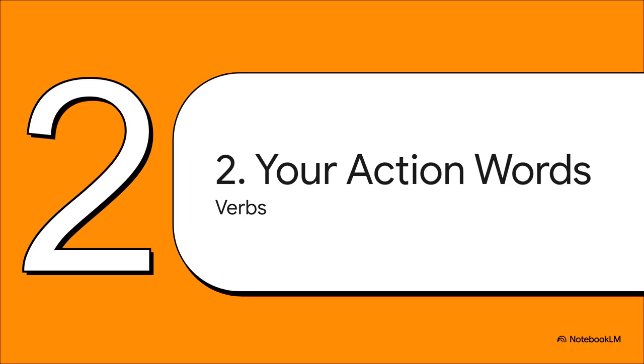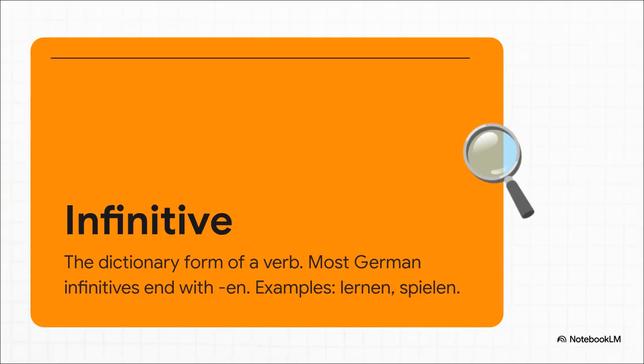We've got our building blocks, now we need our tools. And in grammar, our tools are the verbs. These are the action words that tell us what is actually happening. So, in our toolkit, verbs start out in their basic dictionary form. We call that the infinitive. That's just the to do something version, like to learn or to play. And here's the key thing to notice. Almost all of these German infinitives end with the letters en.